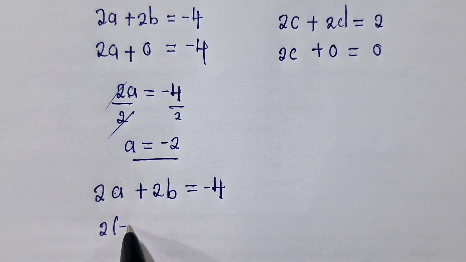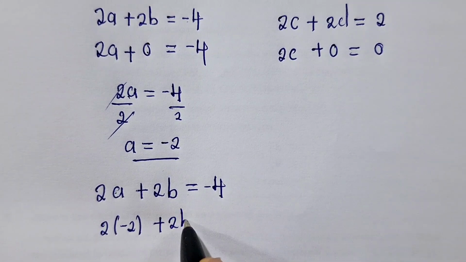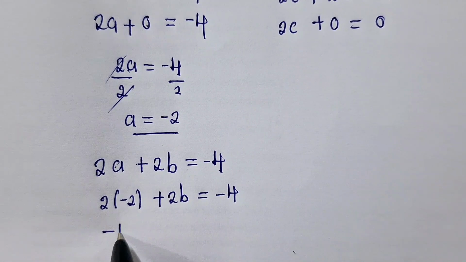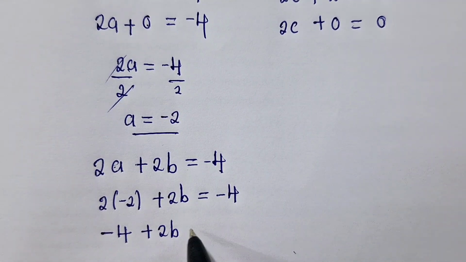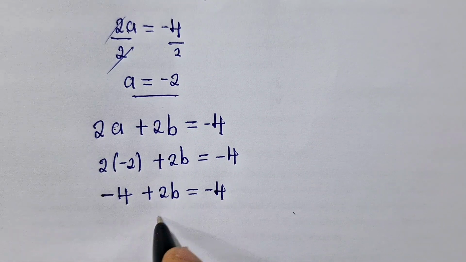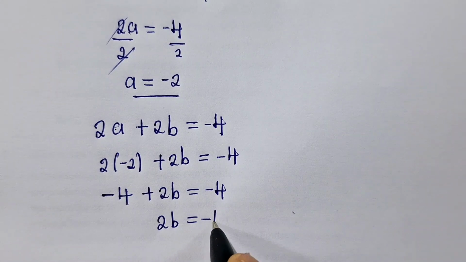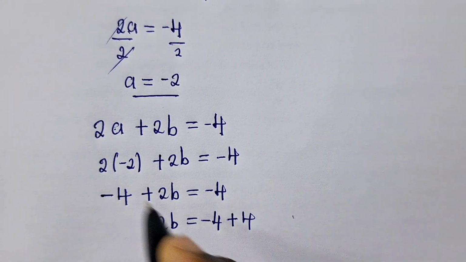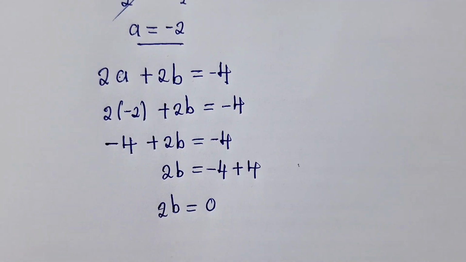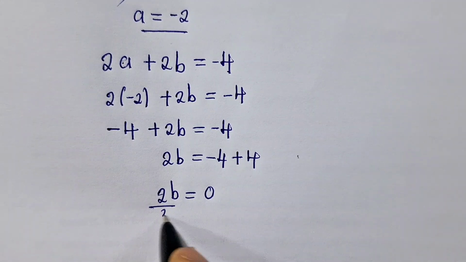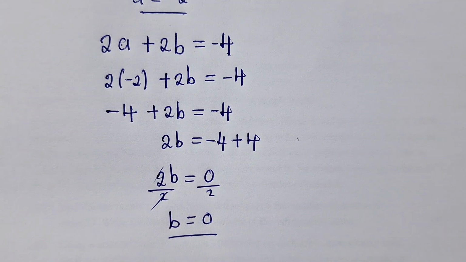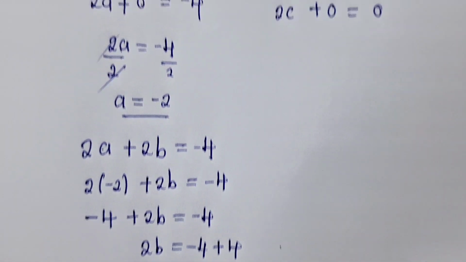That is a 2, negative 2 plus a 2b is equal to negative 4. Multiply, you're getting a negative 4 plus 2b is equal to negative 4. Then here, it will be 2b is equal to negative 4 plus a 4 when 4 comes this side. So it will be 2b is equal to a 0, meaning the value of b, when you divide by 2, it will simply be equal to a 0. Okay? So we're done. A and b have been found.